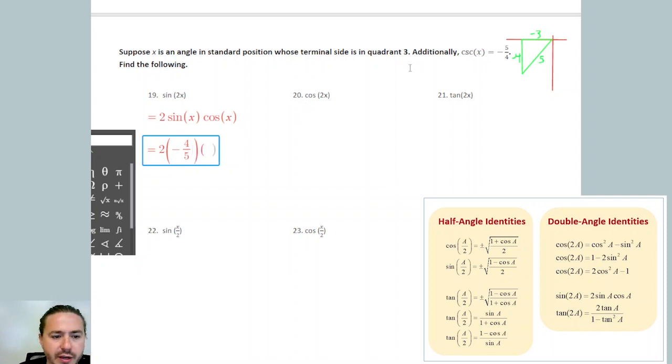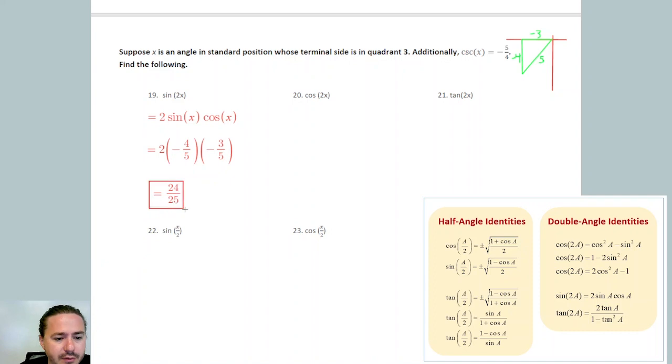And cosine of x is going to be adjacent over hypotenuse, so that's going to be negative 3/5. And so I got 2 times negative 4 times negative 3. 2 times negative 4 is negative 8. Negative 8 times negative 3 is positive 24. 5 times 5 is 25. There you go.